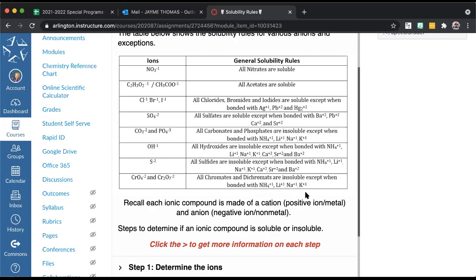So really, if you want to simplify this more, if you're writing it in your notes, chromate and dichromate and carbonate and phosphate, their rules are exactly the same. They have the same exceptions: ammonium, lithium, sodium, potassium. So if you want to list all four of those together, you don't have to write it twice. And then you could also write hydroxide and sulfide together because their rules are the same. And if you also want to combine nitrate and acetate, because they're soluble no matter what.